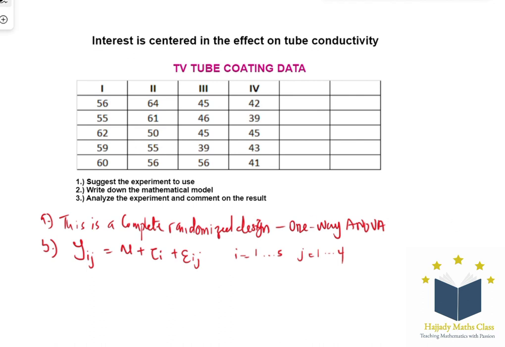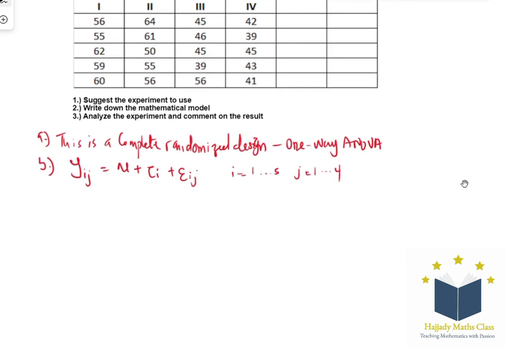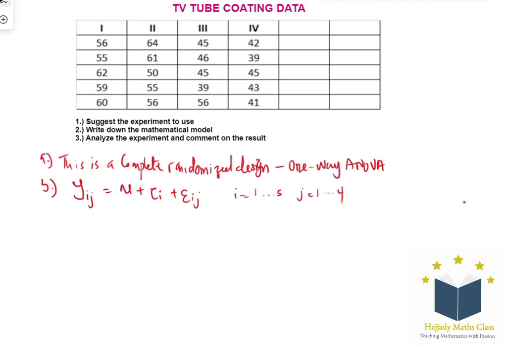Before I proceed with this, there's a need for me to talk about the constraint. The constraint we have is that the summation of tau i, where i is from 1 to 5, must equal 0. That's the general constraint that we have. And the error term is normally distributed with mean 0 and variance sigma squared. The third question is to analyze the experiment and comment on the result.